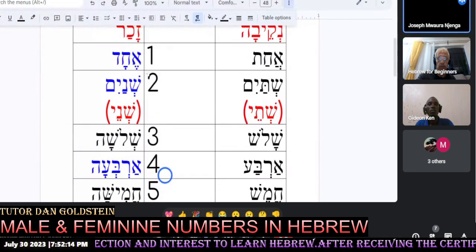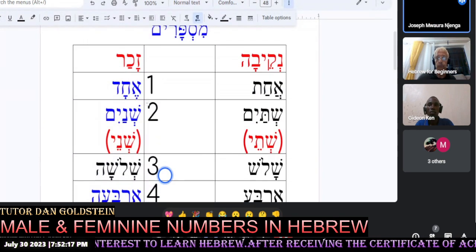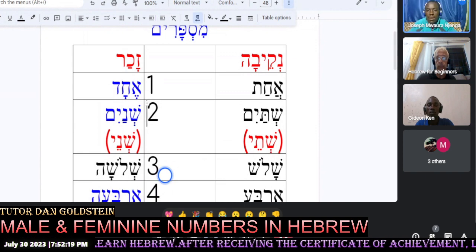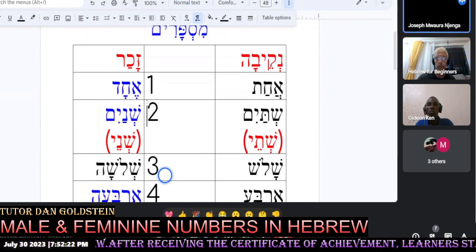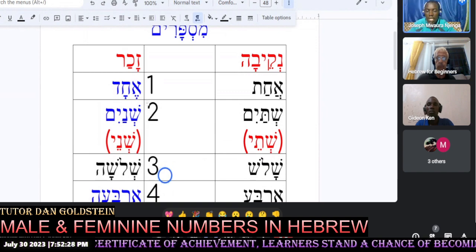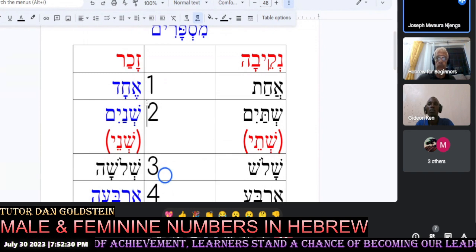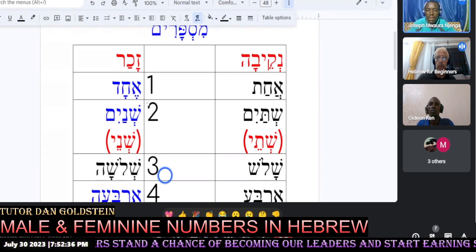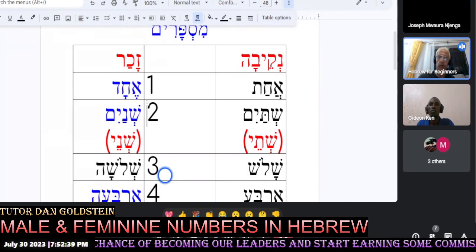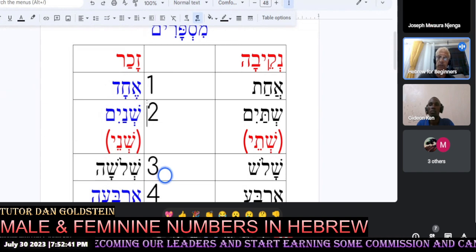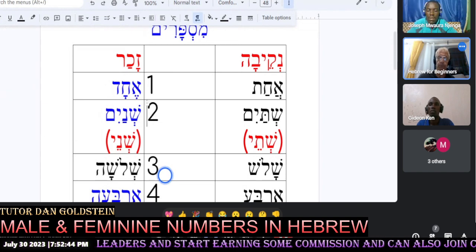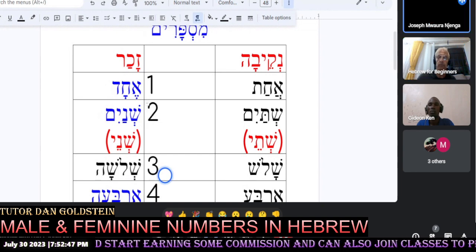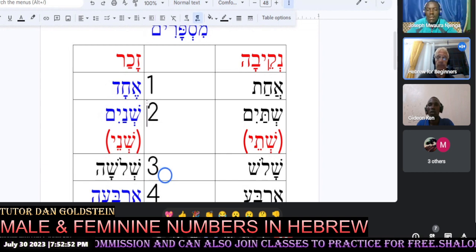I can also observe that there is a pattern where from shlosha we have the ah ending. Yes. Right. And in the case of numbers, this is the sign of the masculine. The masculine form becomes longer. Yeah. Right.